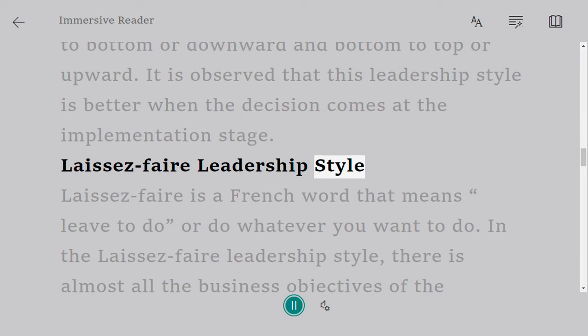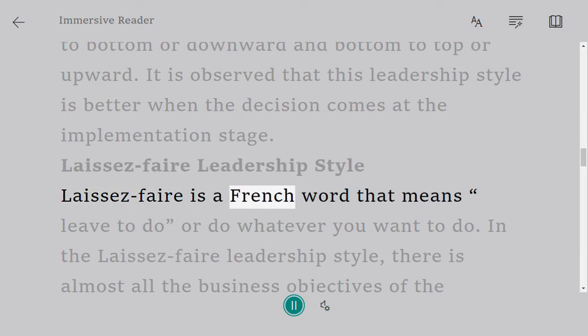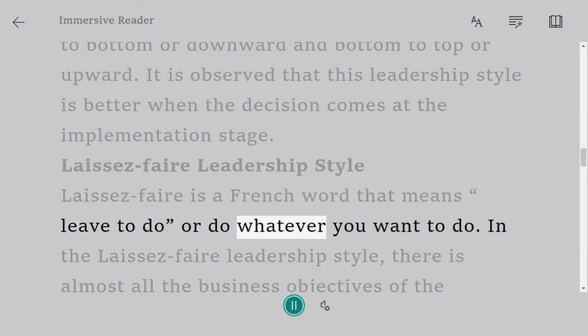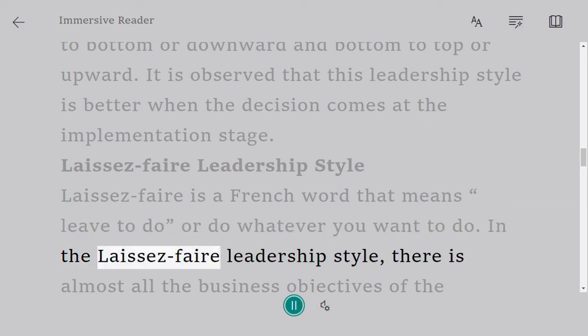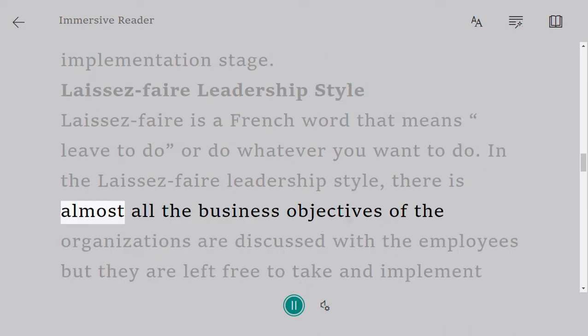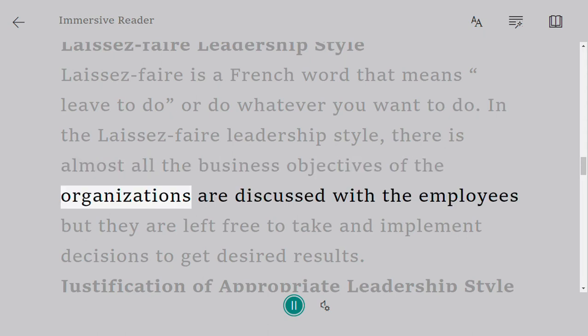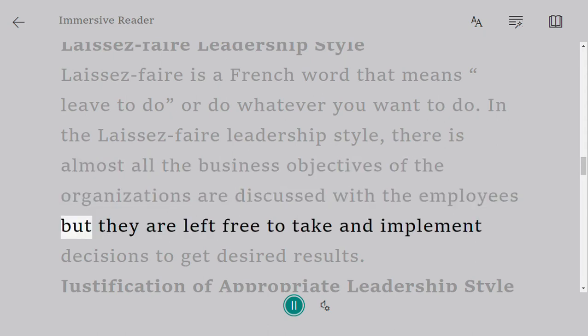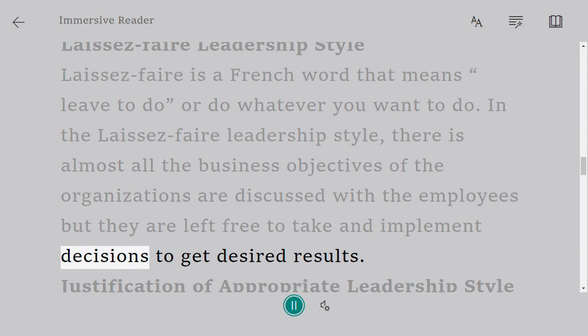Laissez-faire leadership style. Laissez-faire is a French word that means leave to do, or do whatever you want to do. In the laissez-faire leadership style, almost all the business objectives of the organizations are discussed with the employees, but they are left free to take and implement decisions to get desired results.